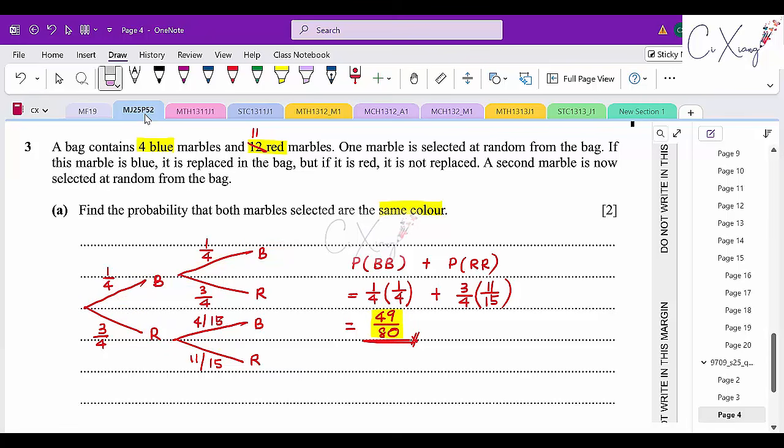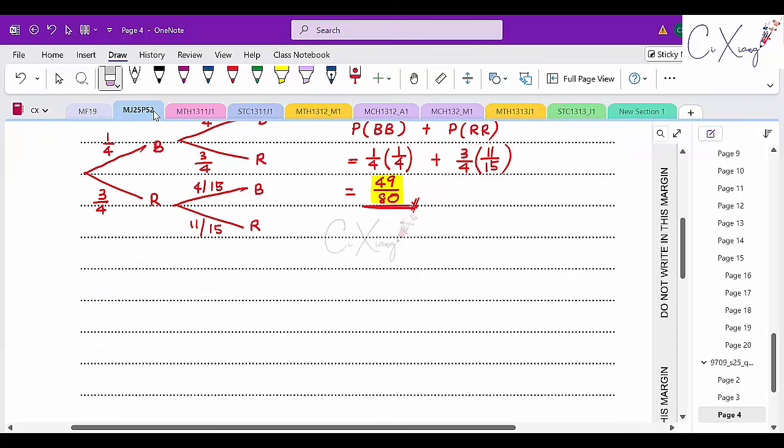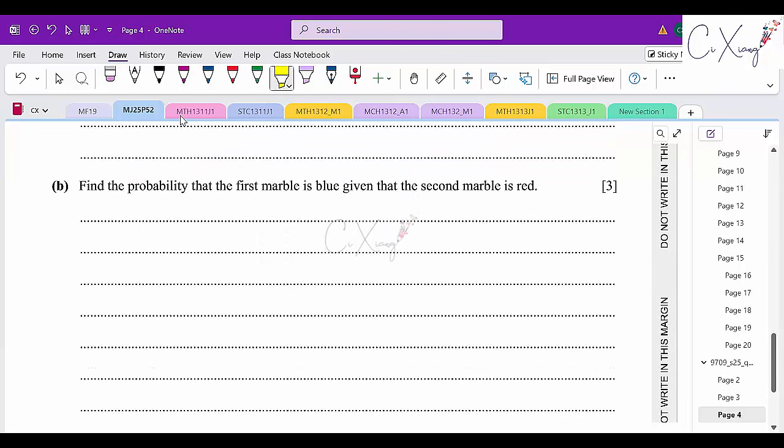Then let's continue to the second part, part B. For part B, find the probability that the first marble is blue, given that. Highlight the keyword given that. This is a keyword telling us that we are going to calculate the conditional probability. Usually when they want you to find a conditional probability, they will tell you something like this: find A, given that B already happened before. So the keyword is given that. We know that event B already happened. What is the probability that A happens?